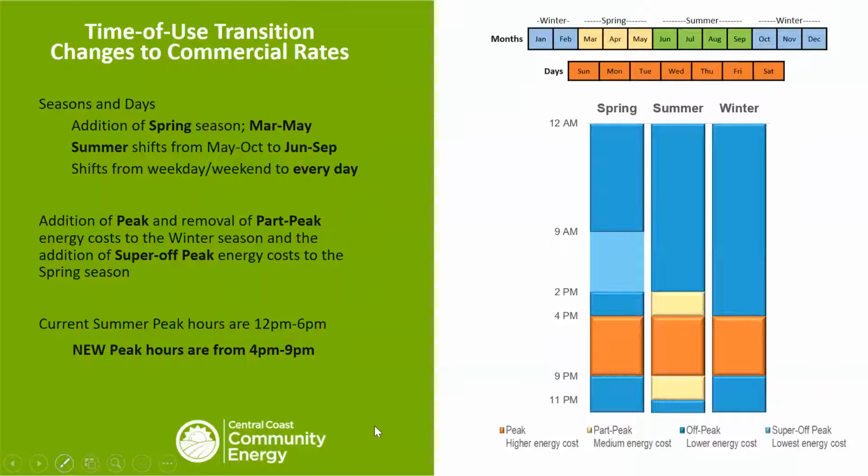As Lena mentioned, we're looking at a commercial class, so there's a wide variety of different usage in this class, from very small to very large, and we'll walk through some of those examples. But on the time of use, right now 3CE follows basically what PG&E lays out for their time of use, and there's a variety of reasons for this.